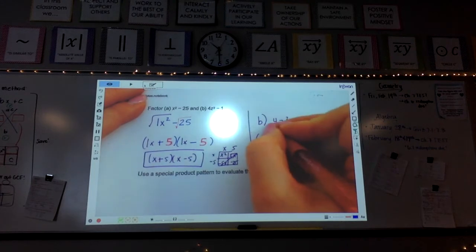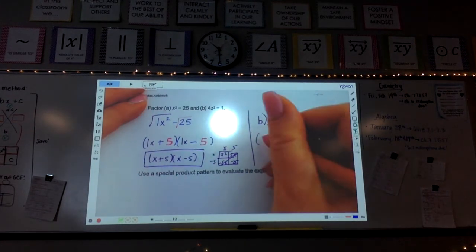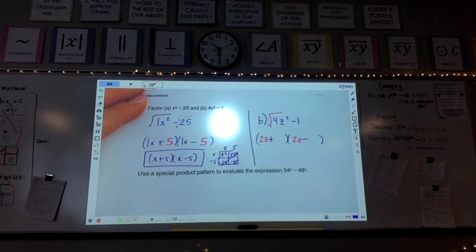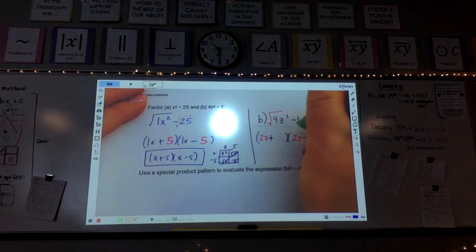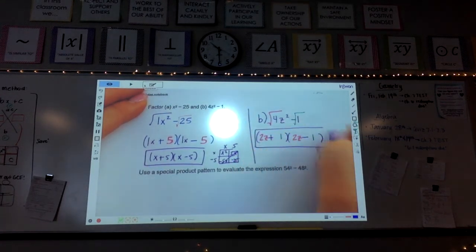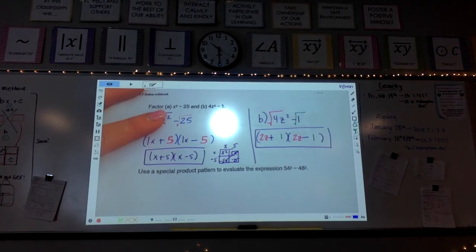What's the square root of 4z squared? 2z. And what's the square root of 1? 1. One's plus, one's minus, and there's your 2 factors. And again, if you wanted to double check yourself, just multiply it out really quick and make sure that you get 4z squared minus 1.